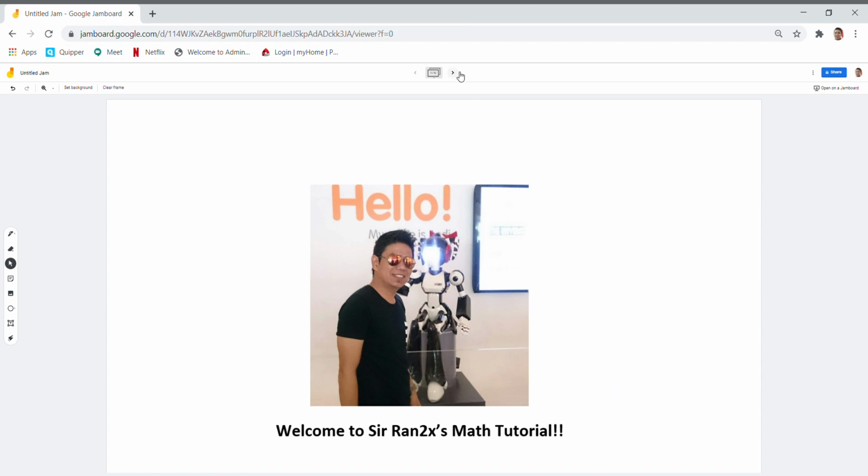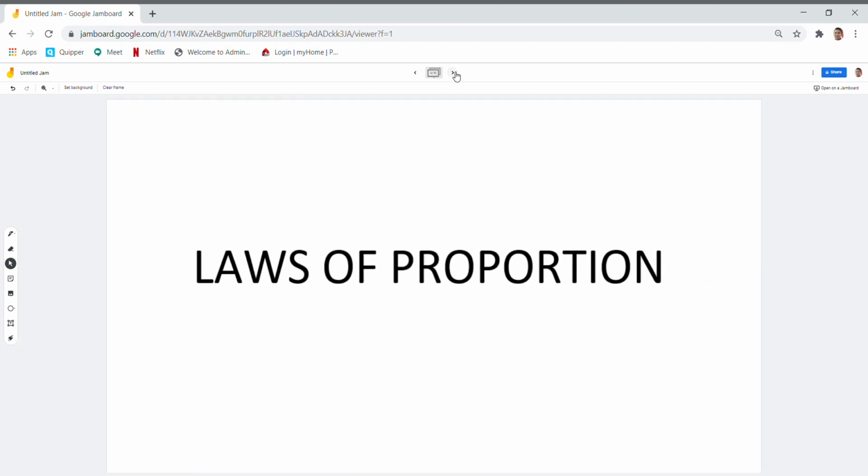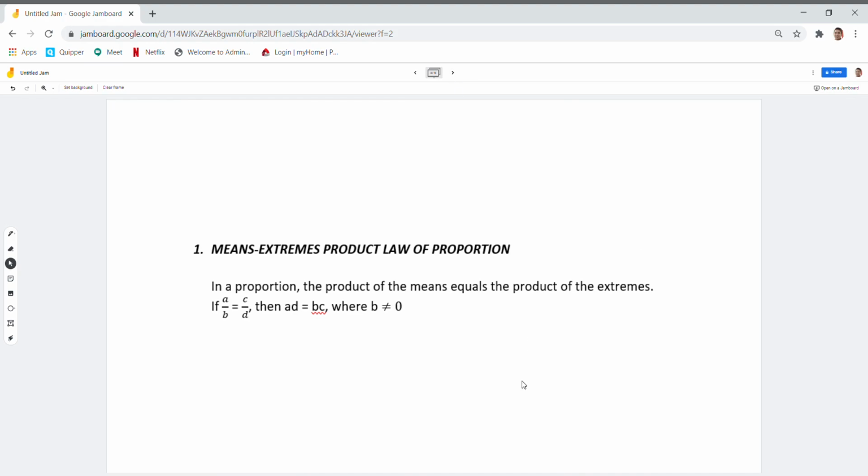I'd like to invite you to learn our topic of today, laws of proportion. In geometry, proportions are very useful in solving problems involving lengths of segments and triangle similarity. It is often necessary to rewrite a proportion into its equivalent form. This can be done by using the laws of proportion. So we will take the different laws of proportion one by one. Let me introduce you the first one.